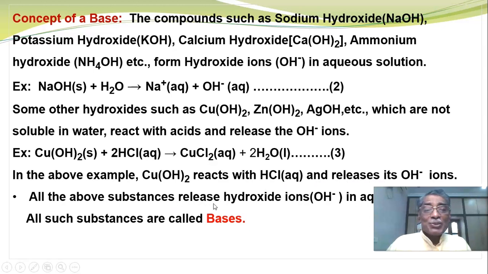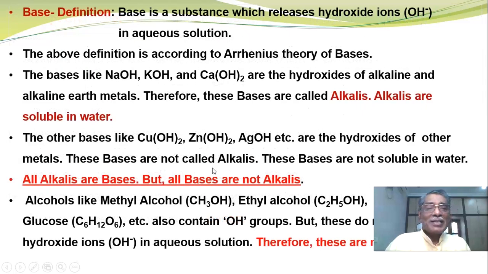All the above substances release hydroxide ions, that is OH- ions, in aqueous solution. All such substances are called bases. Now let us define a base. Base is a substance which releases hydroxide ions, that is OH-, in aqueous solution. The above definition is according to Arrhenius theory of bases.